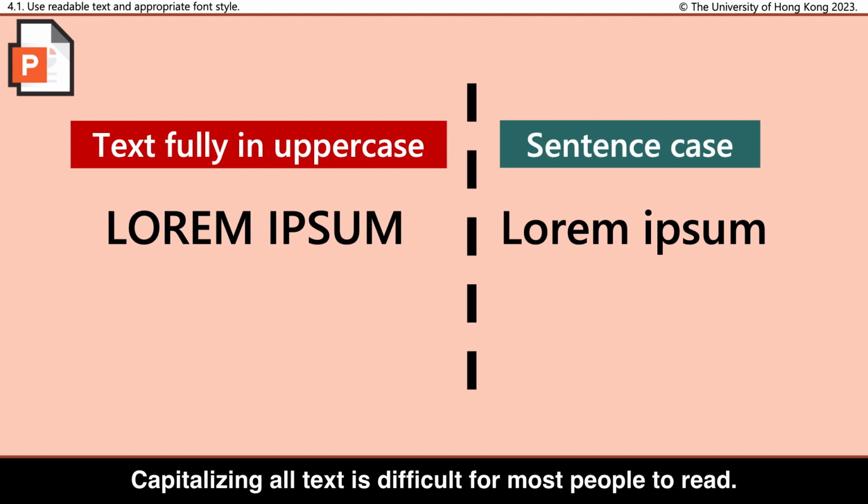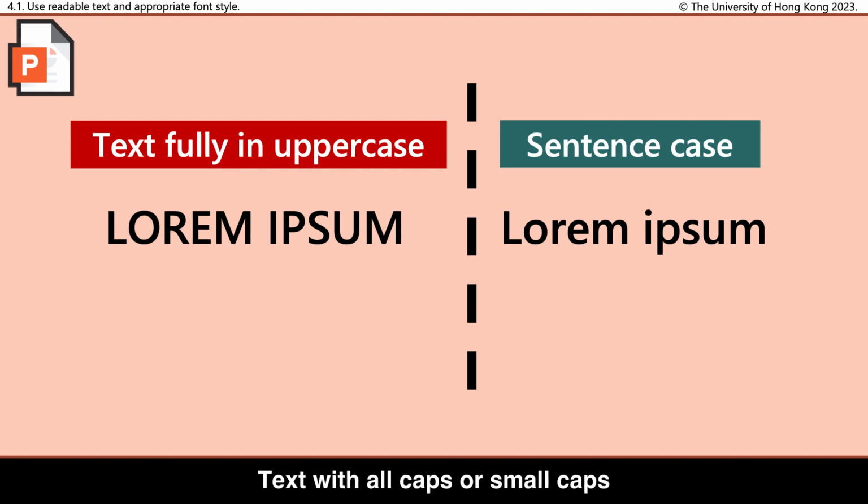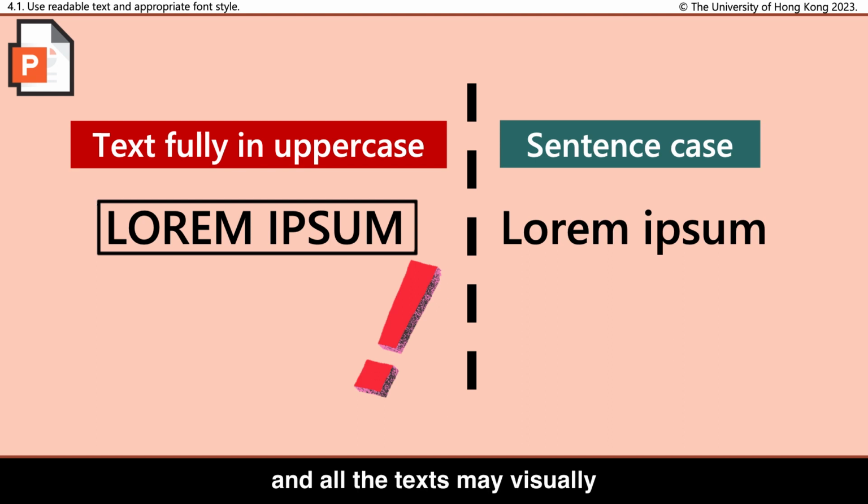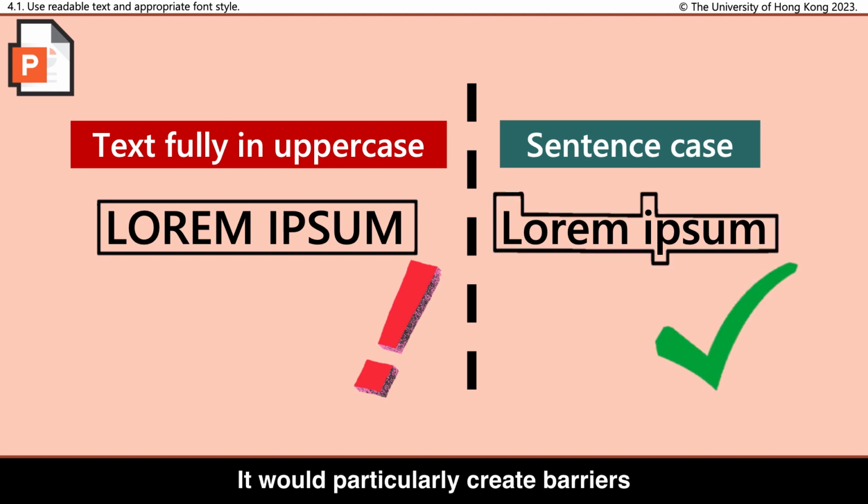Capitalizing all text is difficult for most people to read. Text with all caps or small caps may show no differences in the shapes of text, and all the text may visually appear like a single rectangle. It would particularly create barriers to some people with visual impairment and some people with reading disabilities.